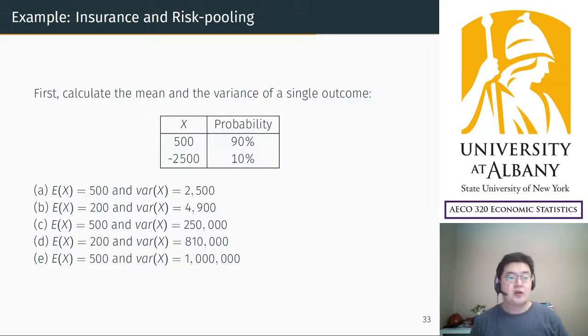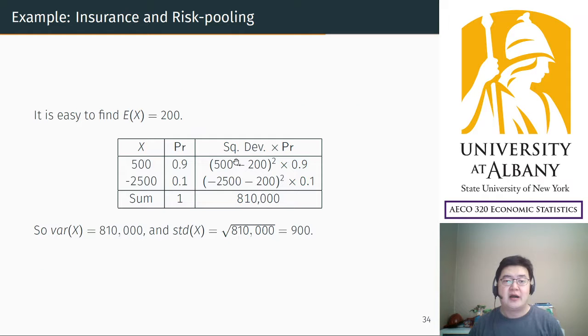Okay, to calculate this mean and the variance, I believe it is easy. I believe you know how to calculate the mean. So the mean is $200. Also, it's easy. You make $500 with 90% and minus $2,500 with 10%, so calculate the weighted sum of the outcomes.